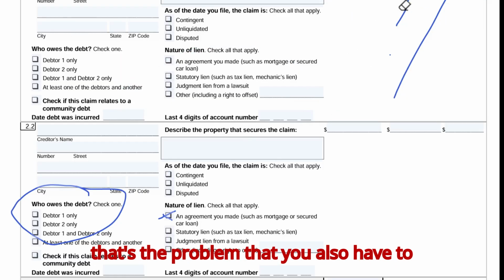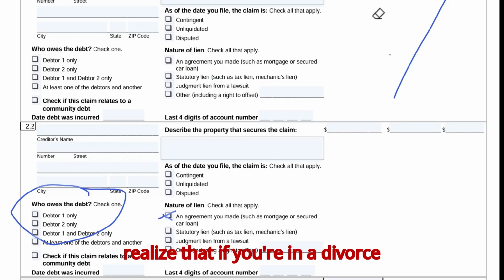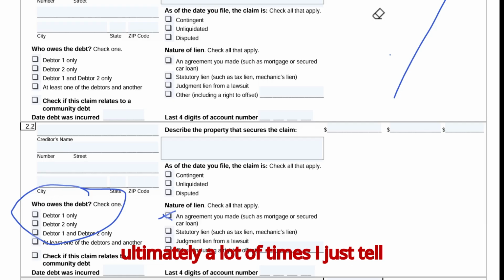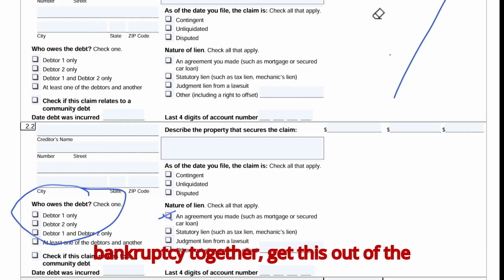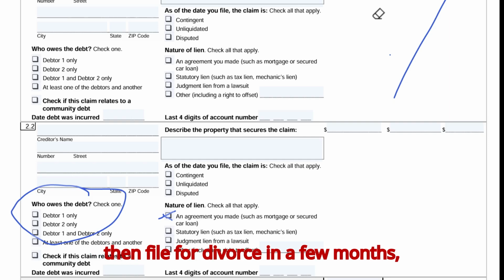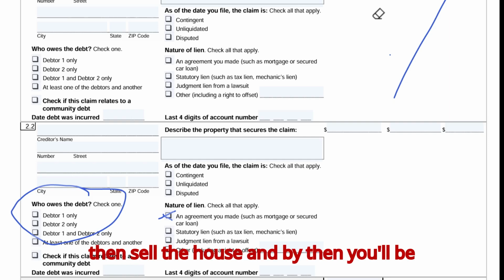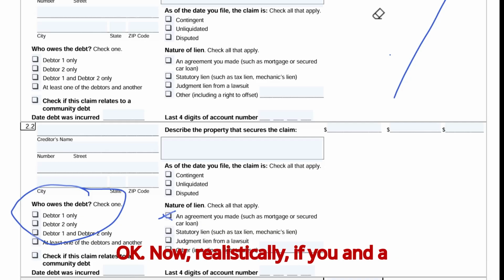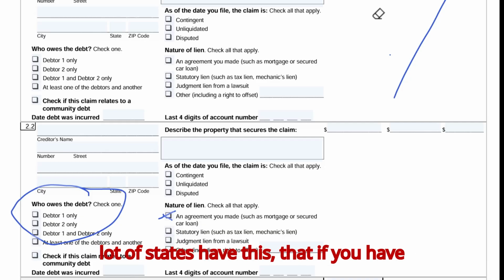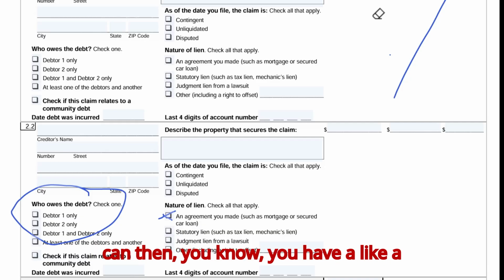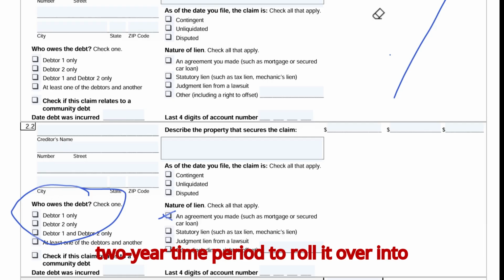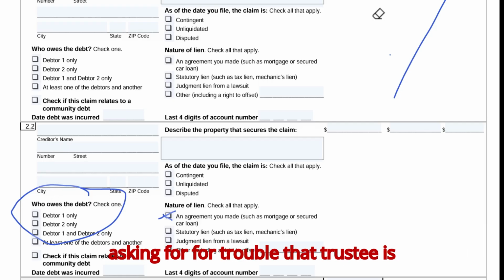And so that's the problem that you also have to realize, if you're in a divorce situation, what is going to happen ultimately? A lot of times I just tell clients, maybe you guys don't get along, but it's time you file a bankruptcy together, get those debts out of the way, and then file for divorce in a few months, then sell the house, and by then you'll be okay. Now, realistically, a lot of states have this, that if you have the money from the sale of a home, you have up to like a 2-year time period to roll it over into a new home. But I just think you're asking for trouble.